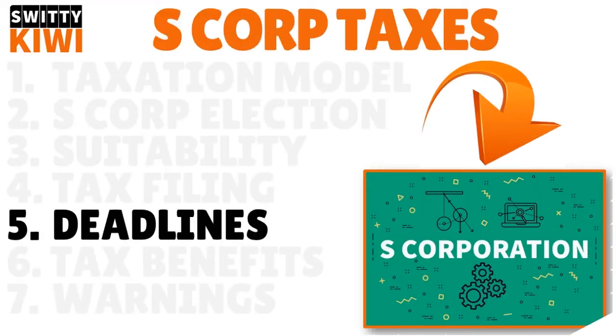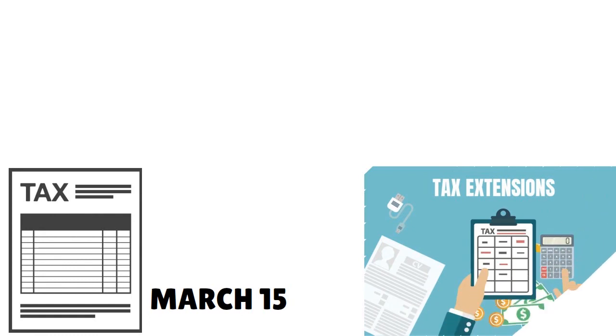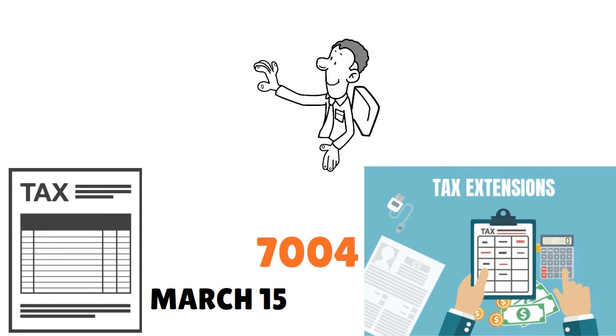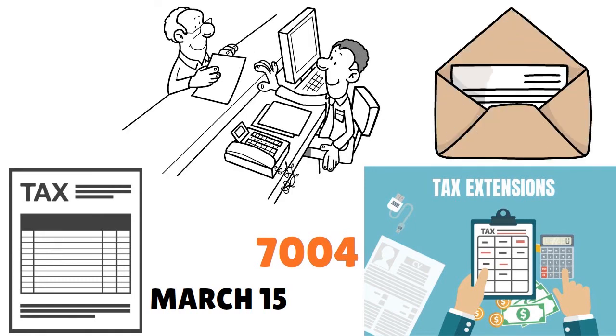One thing that you really need to understand is the deadlines. The deadline for filing S corporation taxes is March 15th of every year. Okay, so the deadline for filing Form 1120 is March 15th of every year. You can apply for a 6-month extension by filing Form 7004. Okay, 7004, and you can file both forms electronically or by mail.